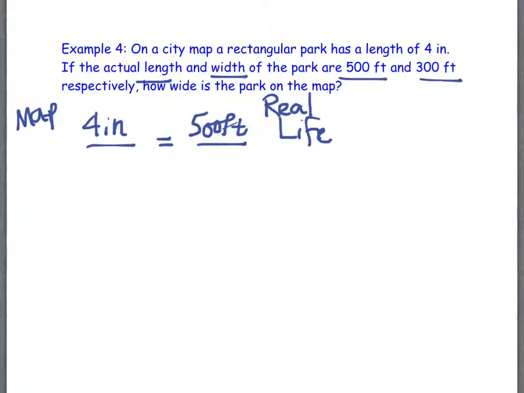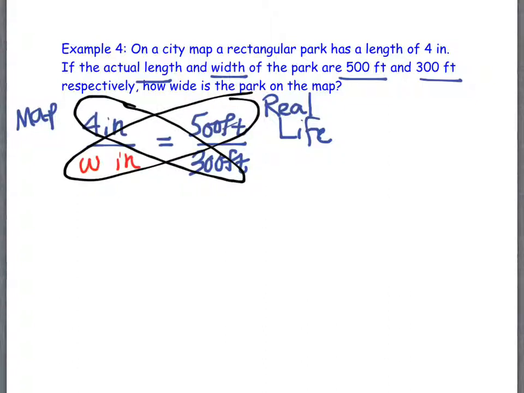So the other thing we know is the actual width in real life. So that's the 300 feet, and it better go on the real life side of the equation, right? And the piece that we don't know is exactly the piece that I don't have filled in, correct? All right, so call it whatever letter you'd like. I'm going to call it W since I don't know the width. Just for fun, we'll call it something that's not x. What am I going to do? Cross multiply.